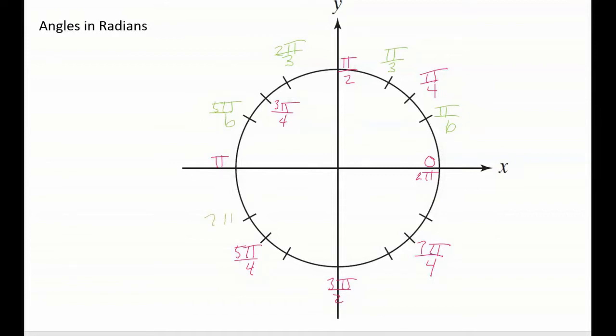You have 7 pi over 6 right there. 8 pi over 6, which reduces to 4 pi over 3. 9 pi over 6 right here, which reduces to 3 pi over 2. 10 pi over 6, which reduces to 5 pi over 3. 11 pi over 6, and then 12 pi over 6, which is 2 pi. And that is every single angle on the unit circle.